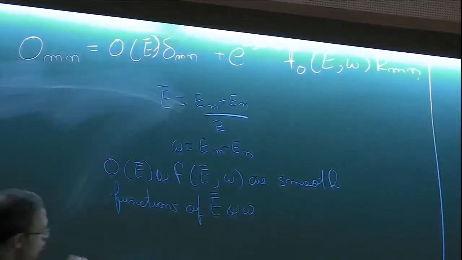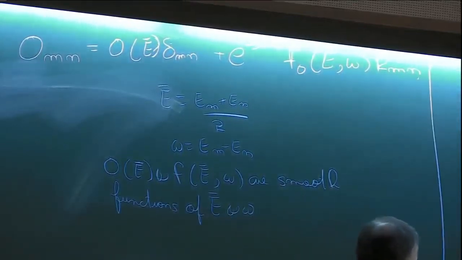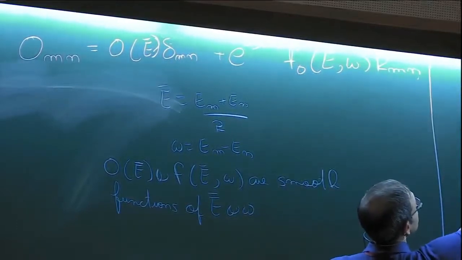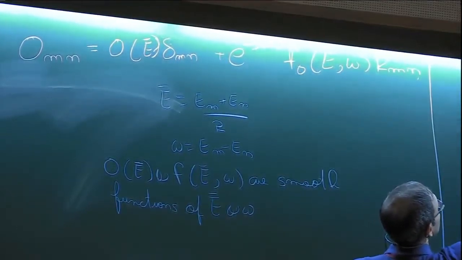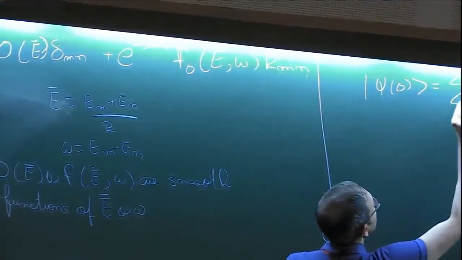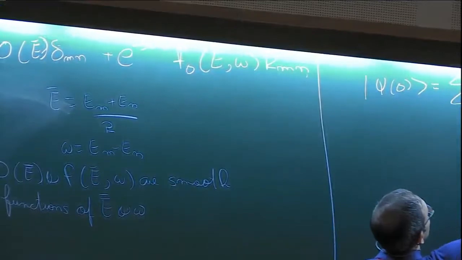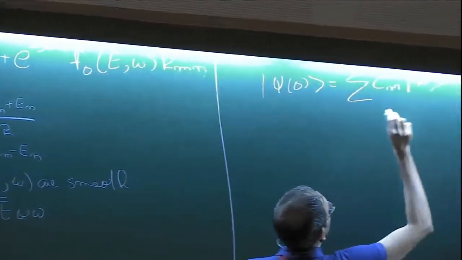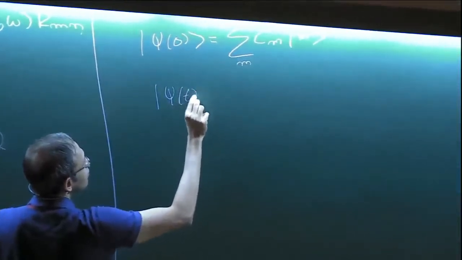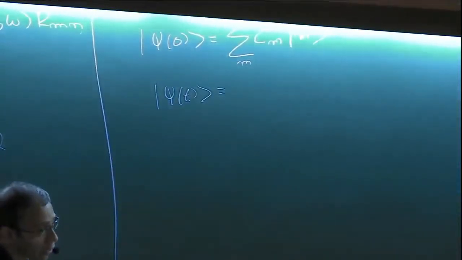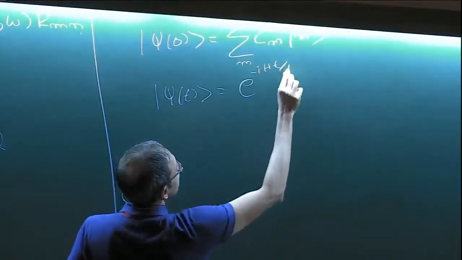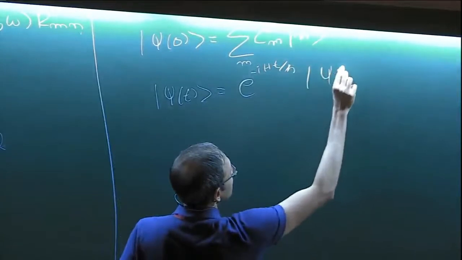So what we would like to do is start the system out in some initial state, which I can write down in terms of the eigenstates of the Hamiltonian, and then psi of t is going to be this.